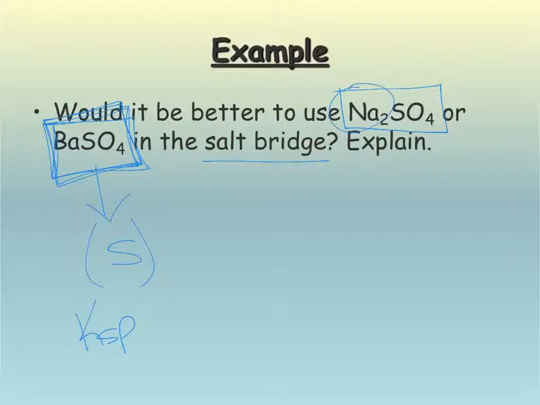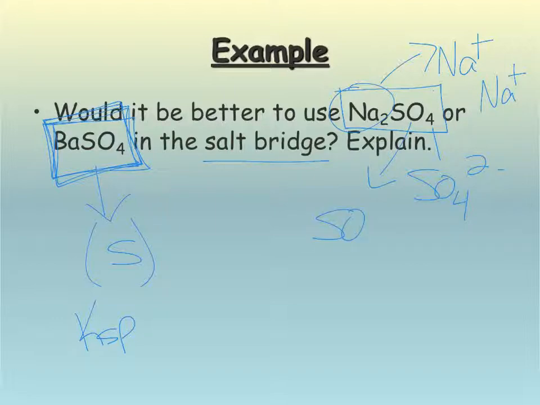However, Na is always soluble, so because of that, it is always going to be split up, and then my SO4 will also be split up. So these, Na2SO4, do not form a precipitate. BaSO4 does.